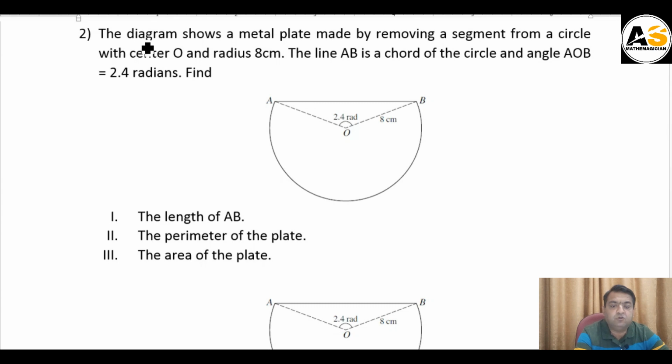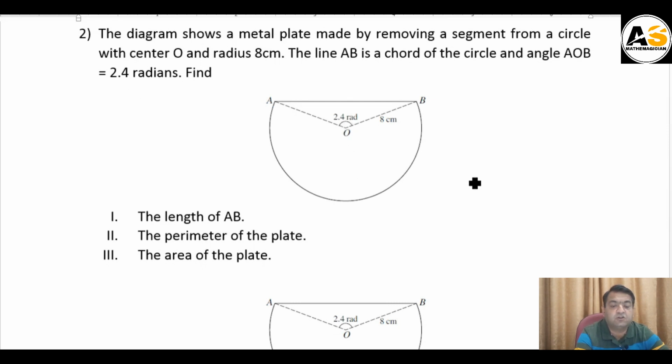This diagram shows a metal plate made by removing a segment from a circle with center O and radius 8. A segment is removed, and this is the diagram. The line AB is a chord of the circle, and the central angle is 2.4 radian.